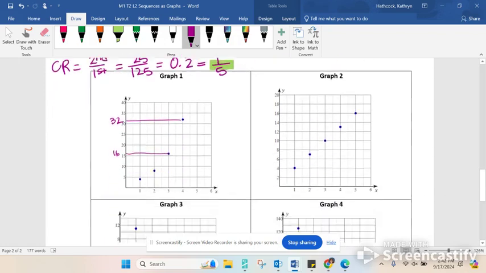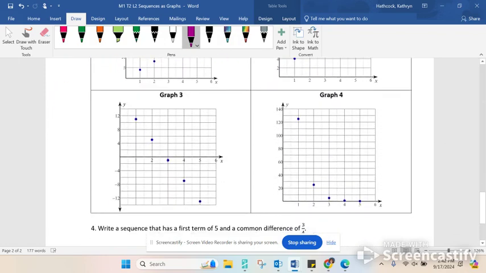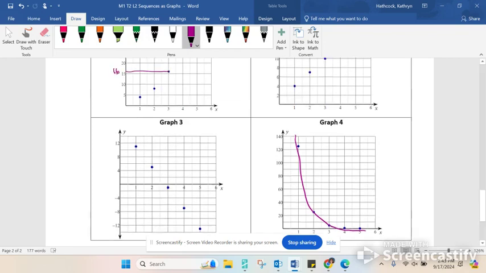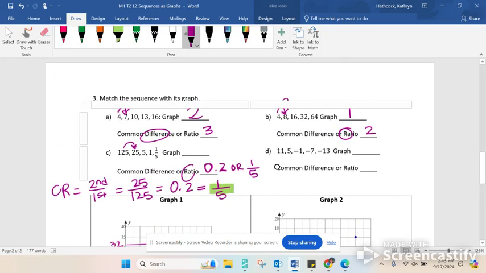And which graph is that? Well, I know it's decreasing, and I'm multiplying each time, so I know it has to be this. In case it's not a J shape this time, it's an L shape, but it's got a curve to it. It's not a straight line. So this would be graph 4.